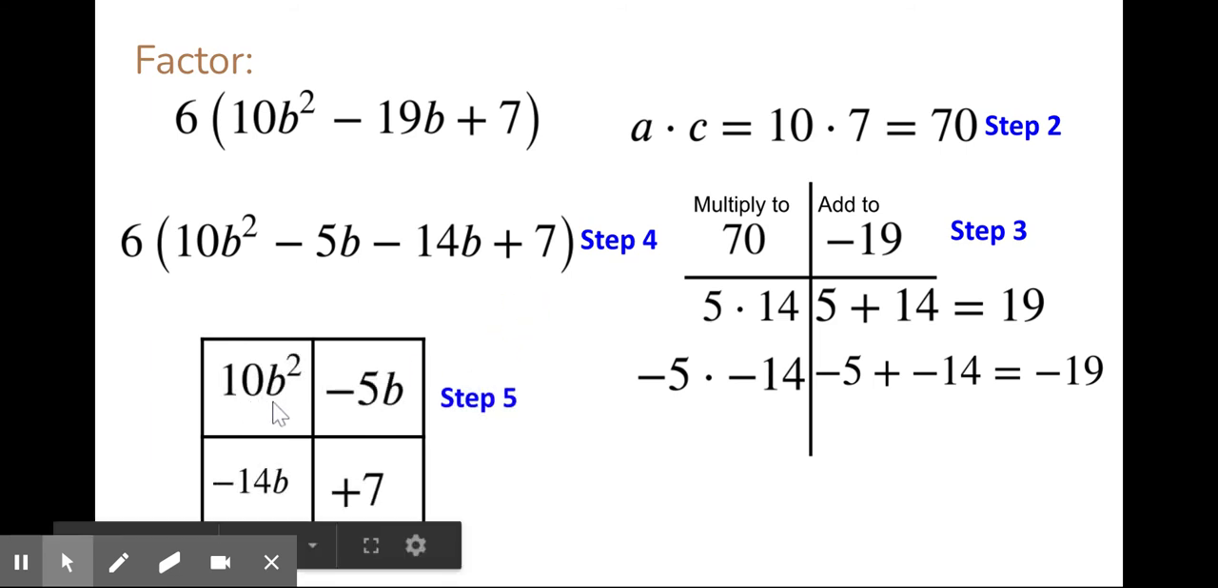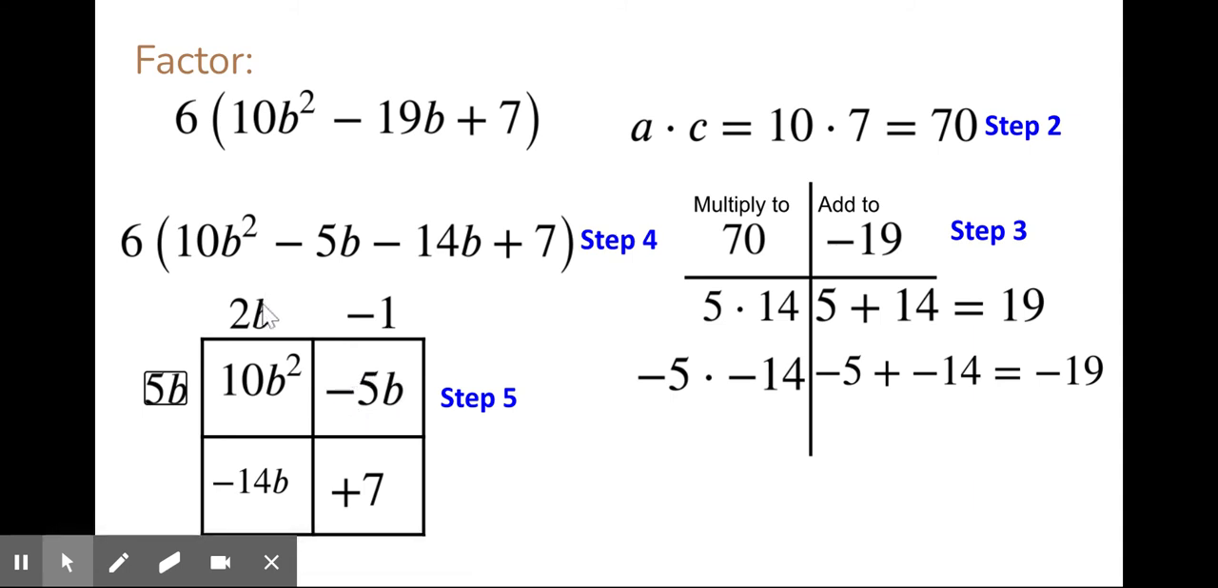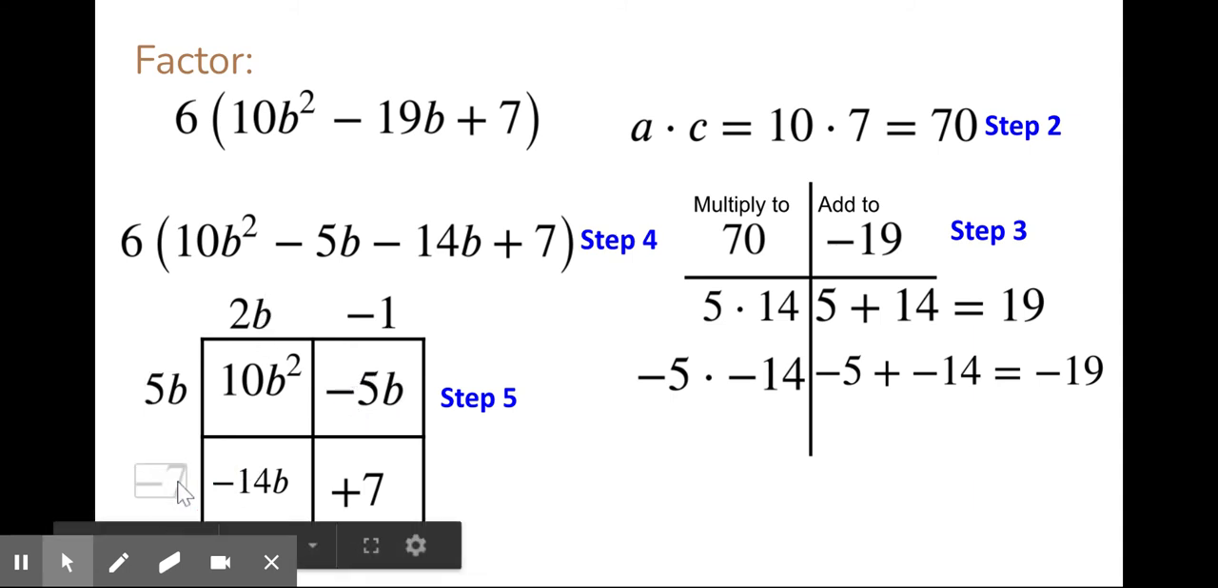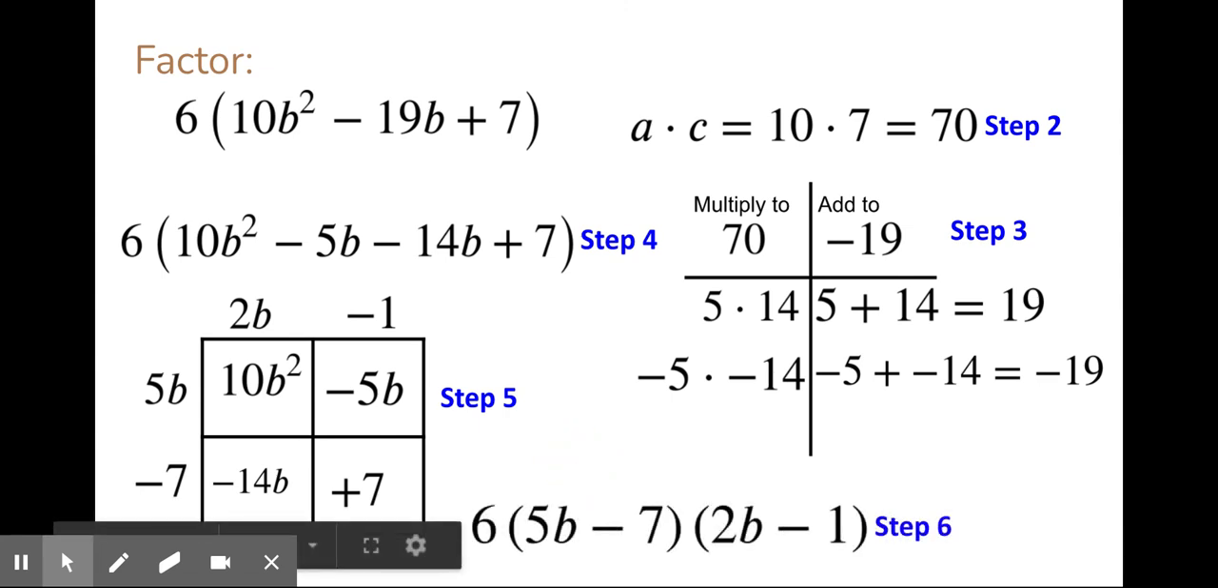Then find the greatest common factor. The greatest common factor between 10 and negative 5 is 5. And then 5 times 2 is 10b squared. 5 times negative 1 gives me the negative 5b. And then negative 7 times 2b is negative 14b, and negative 7 times negative 1 is positive 7. And then my last step is to rewrite it.